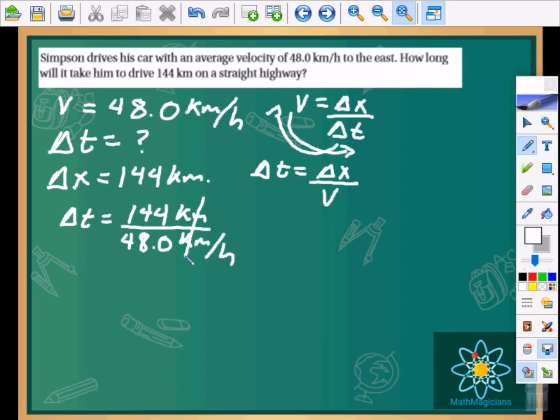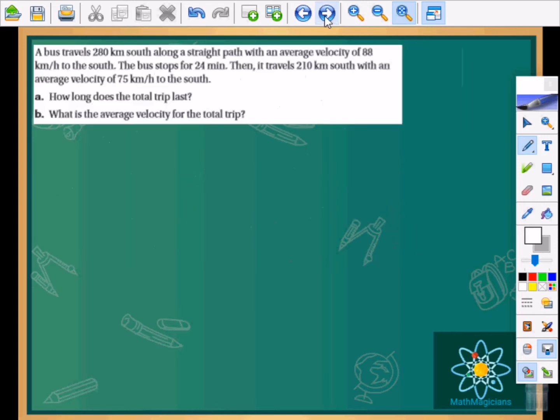We simplify our kilometers, and my final answer will just be in hours. We're going to find it with 3 significant figures. Calculate. It says that it's 3 hours. Since we need 3 significant figures, it will be 3.00 hours. This would be your answer. With this, we'll continue with our next slide.